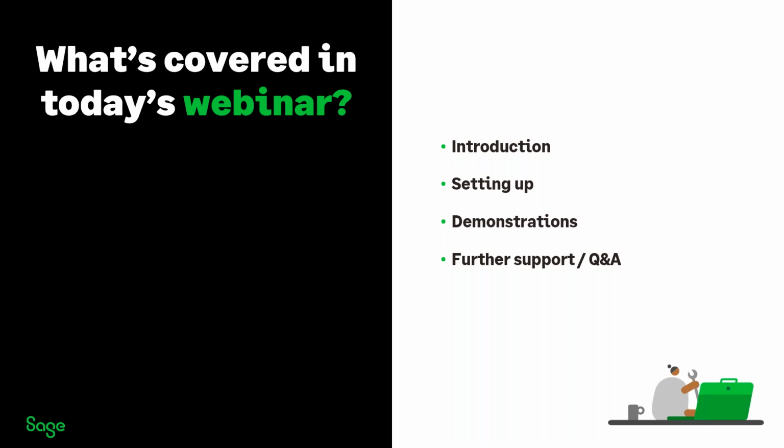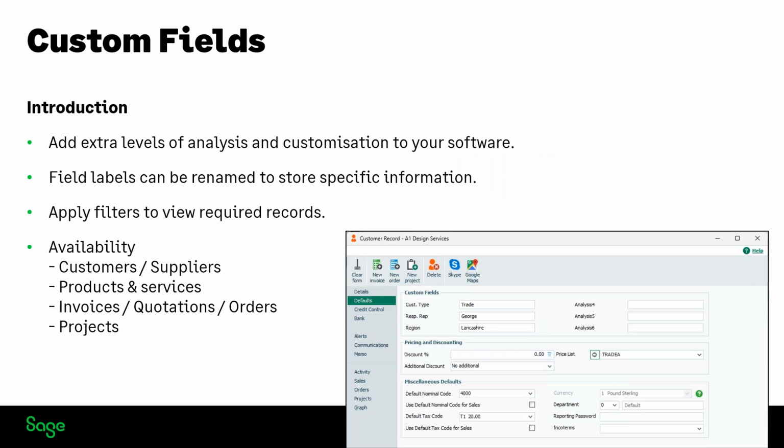Right, okay, so let's start with a little bit of background to custom fields. The idea of them is that you can add extra levels of analysis, so recording extra information within your various records and against your various documents. It just allows for that extra level of analysis and, to a certain extent, customization of your software as well. Now, different areas will have different numbers of custom fields.